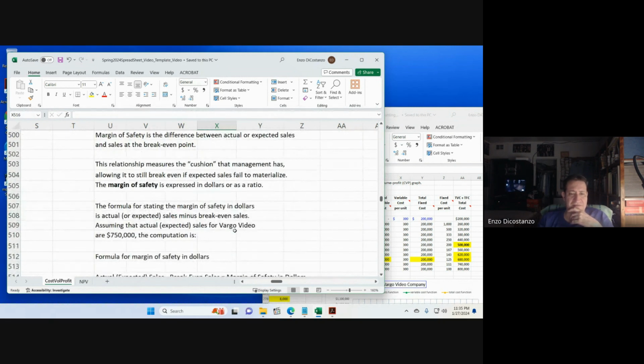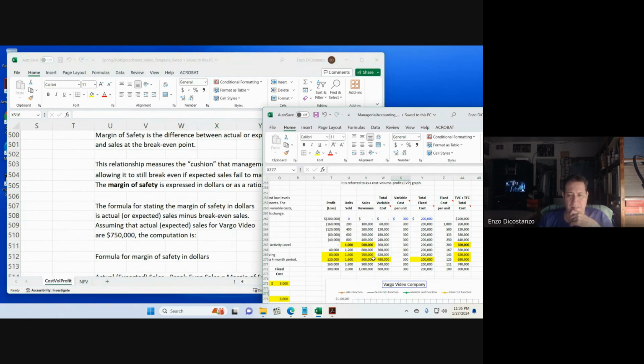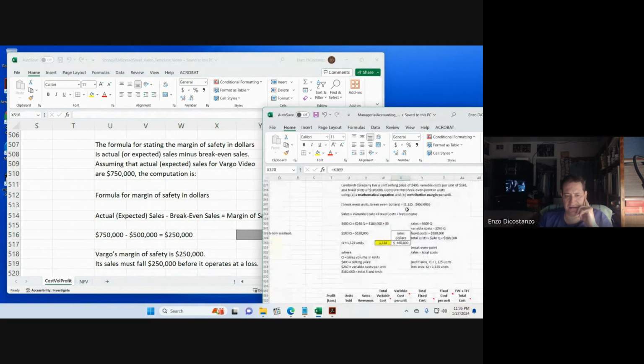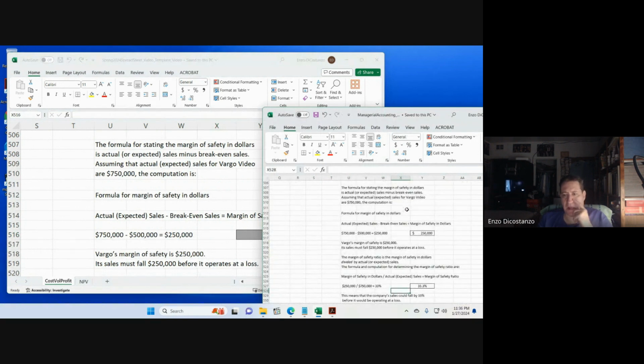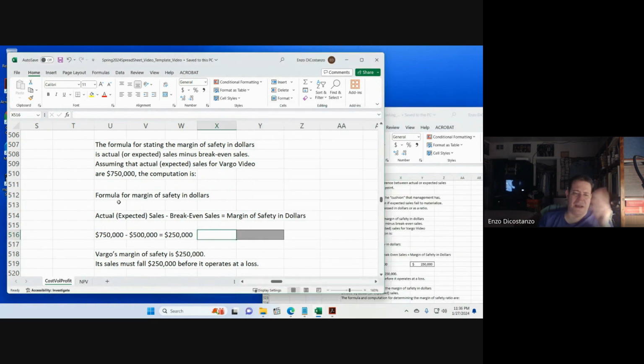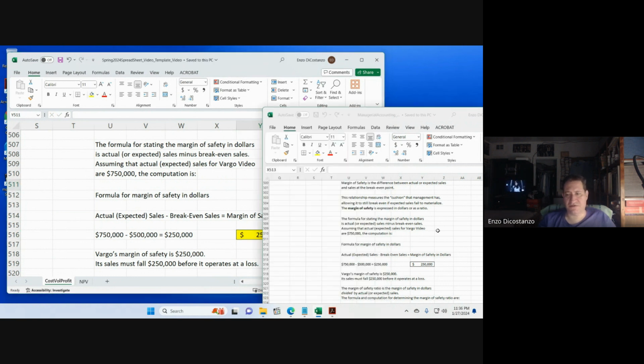So at 750, you're between there. Unfortunately, we don't have the 750 point, but it's probably going to be like 1,500 or something like that. We could jam it in there, but let's not worry about that right now. It says expected sales 750, break-even 500. So the margin of safety in dollars would be 750,000 minus 500,000. That's 250,000.